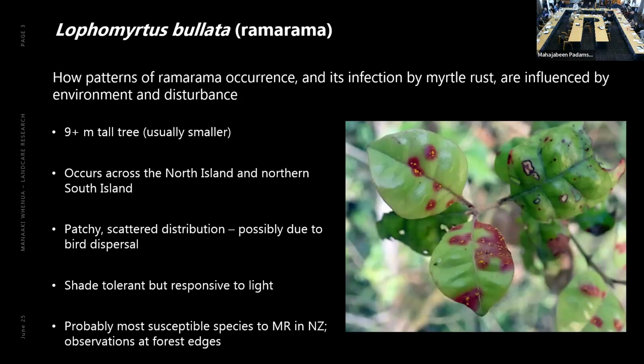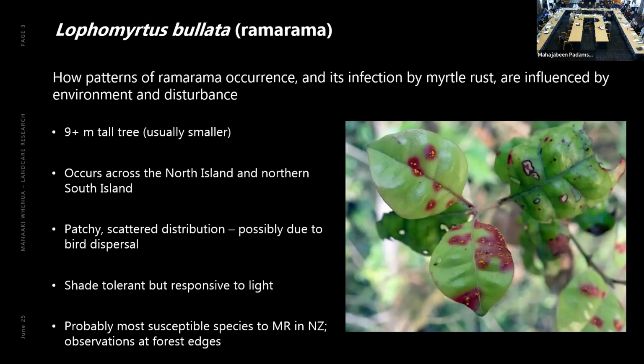So yeah, Lophomyrtus bullata. This study was focused on patterns of Lophomyrtus bullata, known by the Māori name ramarama, and its infection by myrtle rust as influenced by environment and disturbance. Notionally, it's a tree that gets to around 9 or 10 metres, but I've actually seen individuals much taller than that. It occurs across the North Island and also the top of the South Island, and it has a really patchy, scattered distribution. People might have noticed this: you come across a patch of it right next to you, and you'll go somewhere else that seems otherwise identical and it's not there.